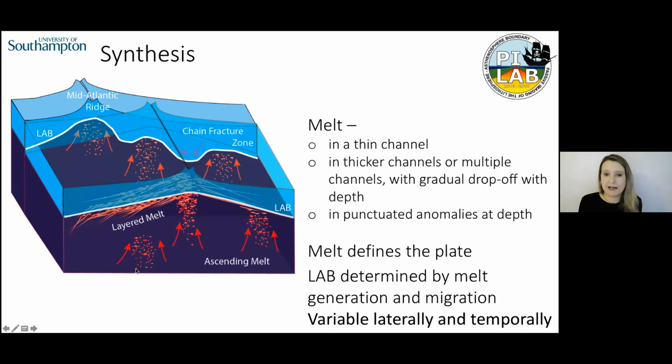Overall, we have a model in which we have these ascending melt anomalies that seem to be feeding melt channels beneath the plate. The channels are sometimes thicker and sometimes very thin. And then in some cases, it doesn't seem like there is any kind of channel at all, more melt channels affecting the base of the plate and causing these undulating features. If the melt exists, it's going to decrease the viscosity of the mantle and define the plate. And that suggests that the LAB is determined by melt generation and migration. It's dynamic and it's laterally variable, and also in time.